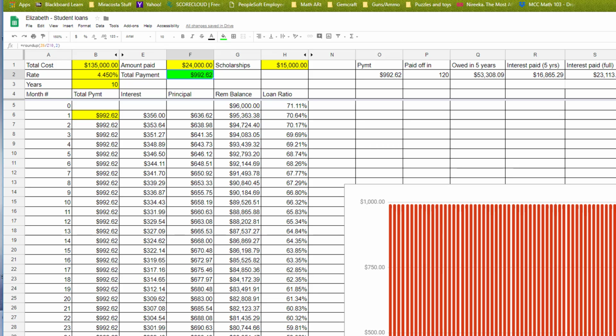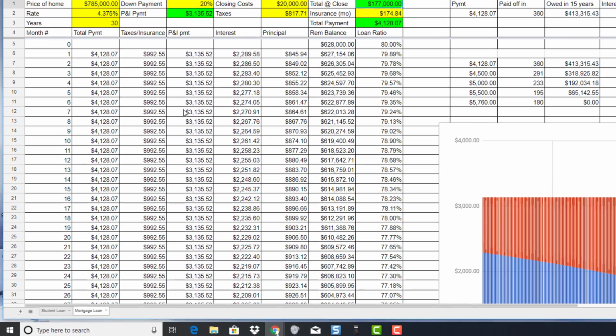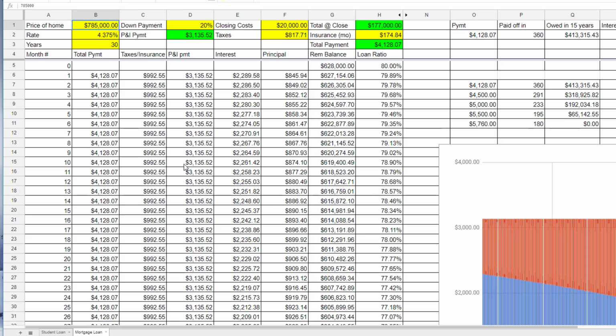Just for fun, for you or your parents, I also put in a tab down here for mortgage loans. If you end up looking for a house, you can take a look at the price of your home, how much your down payment will be, roughly additional closing costs, what rate you can get, and how long you want to pay it off. And then taxes and insurance if you really want to get into kind of the details of the home.